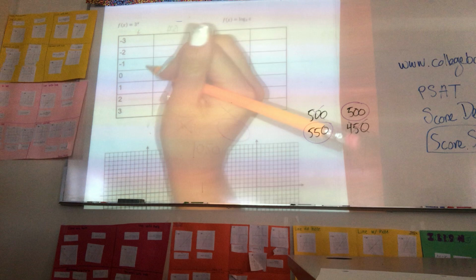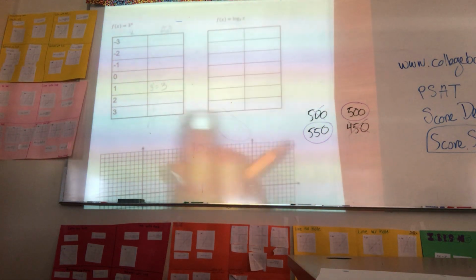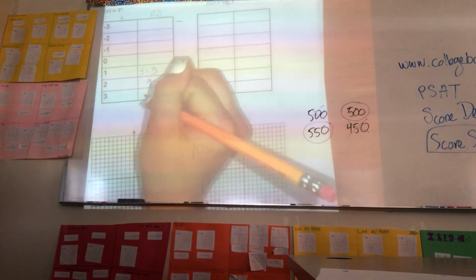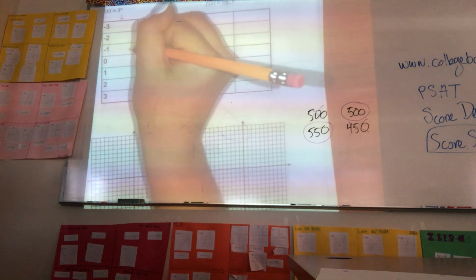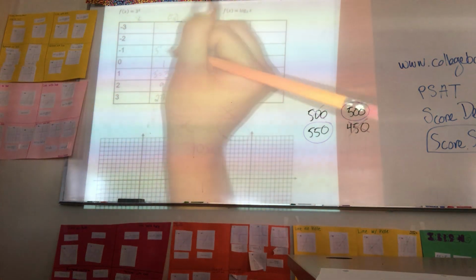Okay. What is 3 to the 1? 3. Okay, so that should be 3. What is 3 squared? 9. 3 cubed. 3 to the 0. 1. What is 3 to the negative 1? 1/3. Love it.